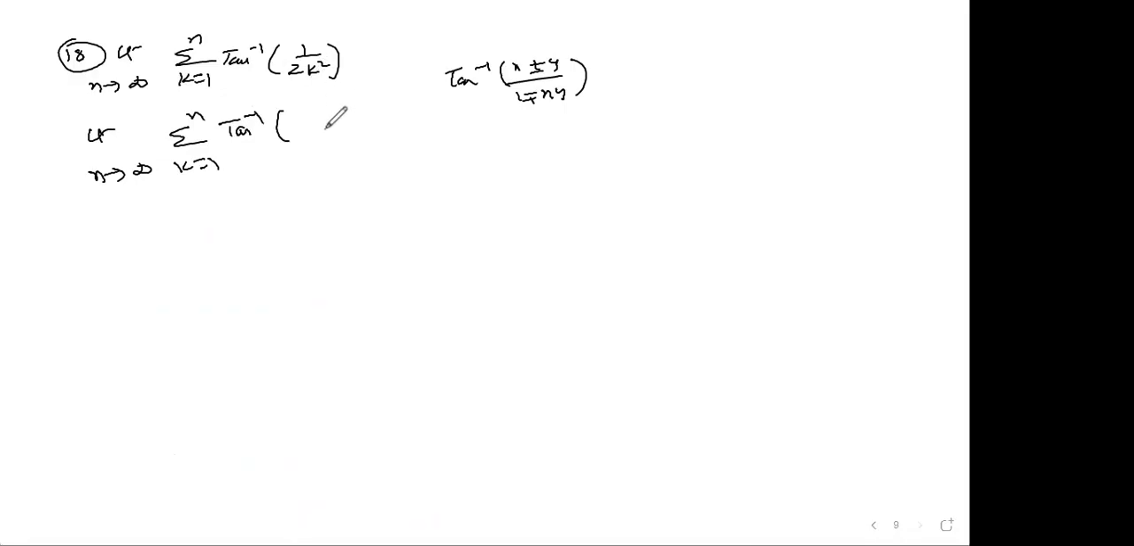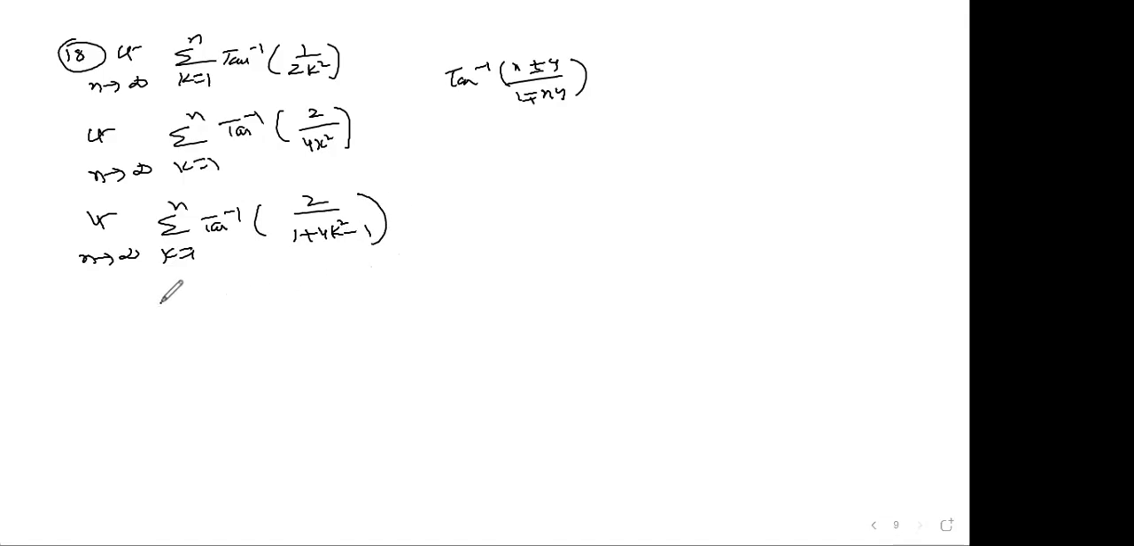Let us make this one a perfect square first. 2, if I multiply, I'll get 4k square. After this, what I'm doing here: limit n tends to infinity, sigma k is equal to 1 to n. See this, tan inverse is there, 2 is there, 1 plus 4k square minus 1. Let me write here clearly, 4k square minus 1.